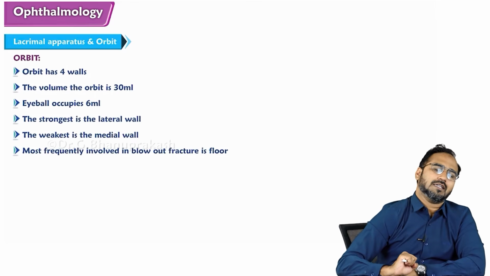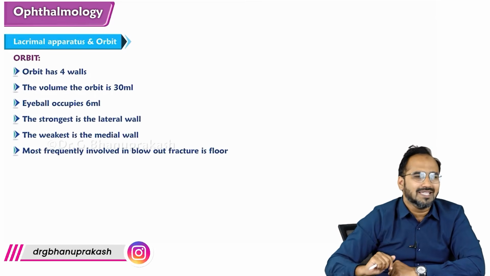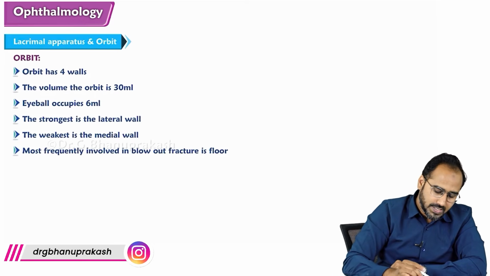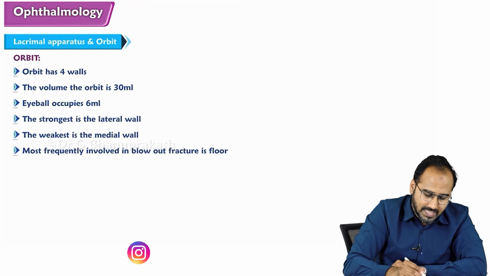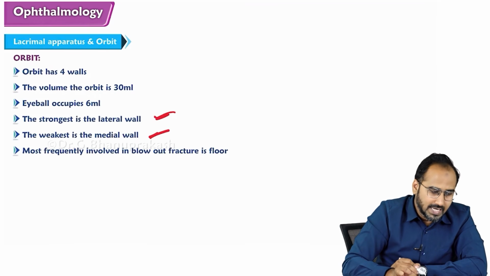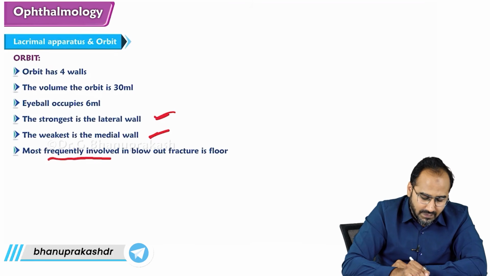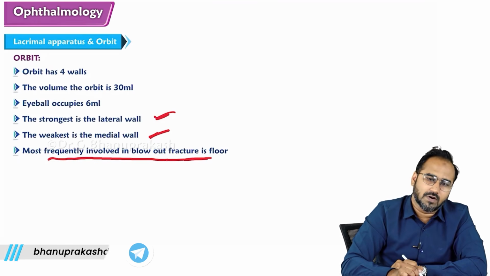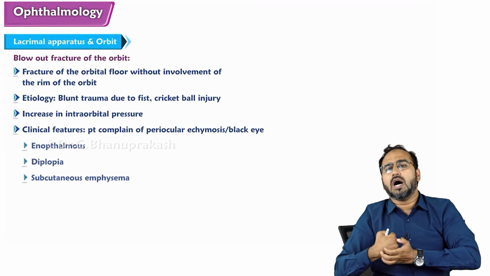And the wall that usually develops a blowout fracture due to a fist trauma or a cricket ball injury is the inferior wall. So remember guys, the strongest is the lateral or temporal wall. The weakest is the medial or nasal wall. The wall which is most frequently damaged in a blowout fracture is the inferior wall, or the floor of the orbit. Now we are discussing the blowout fracture.